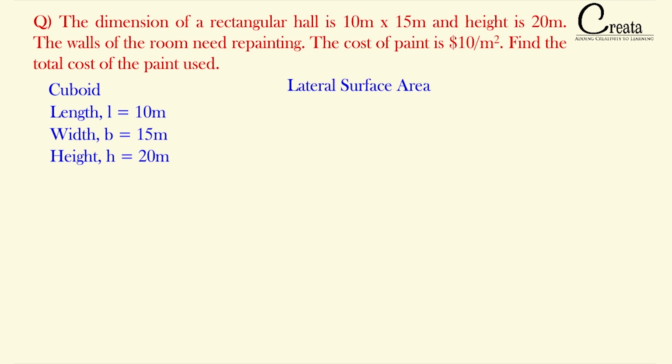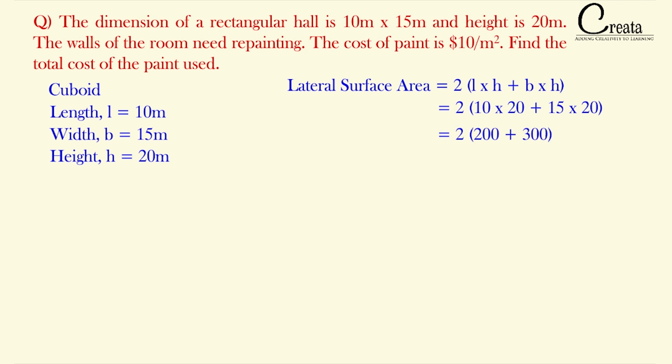Okay. We need the total cost of the paint. Means we have to calculate the surface area of the walls of the rectangular hall. We know the formula of lateral surface area of a cuboid, that is twice of L into H plus B into H. Let's put the value. We got lateral surface area as 1000 meter square.